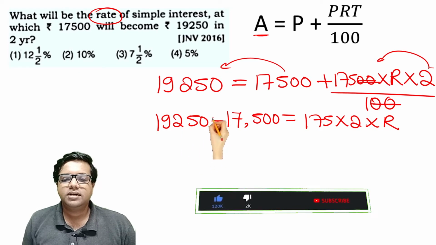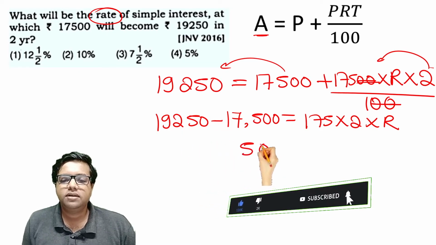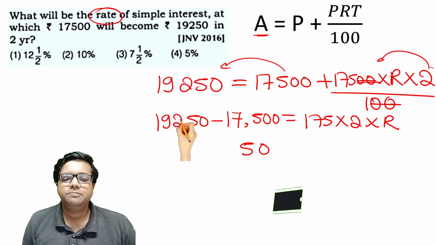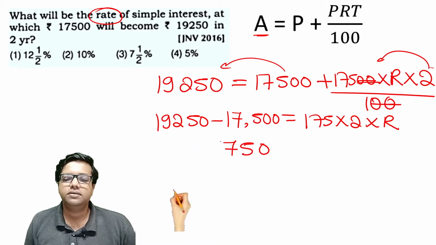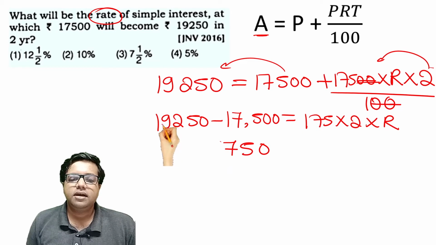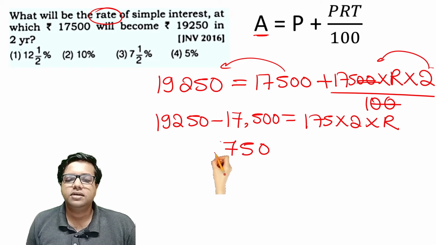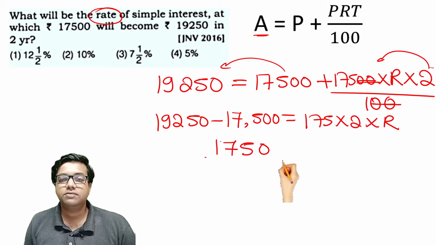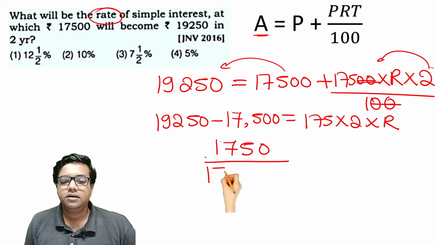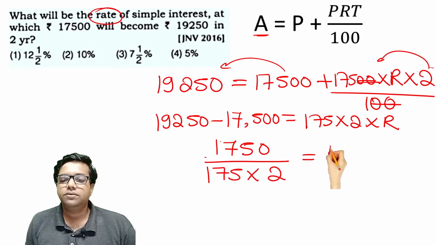So let us subtract this. We will get how much? 12 minus 5 is 7, and 8 minus 7 is 1, and 0. Okay, this is what we get on the left hand side. Now 1750 divided by 175 into 2 is equal to the rate of interest.